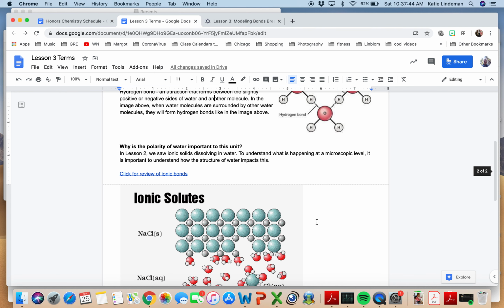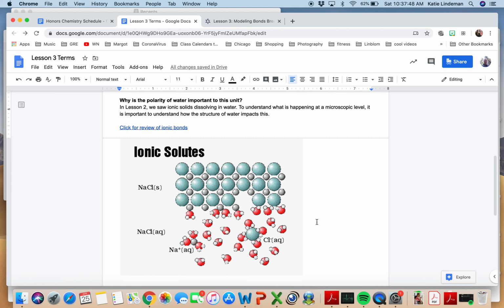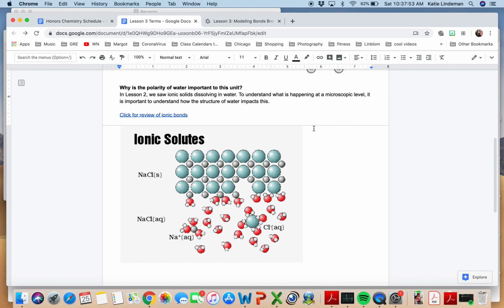So why does this matter for this unit specifically? If we think back to lesson 2, we looked at different ionic solids dissolving in water. To think about what's happening with energy here, we also want to be able to visualize what is happening at a microscopic level. So here we have sodium chloride, and if you need a little bit of a review of ionic bonds and how ionic solids fit together, that is all right here.